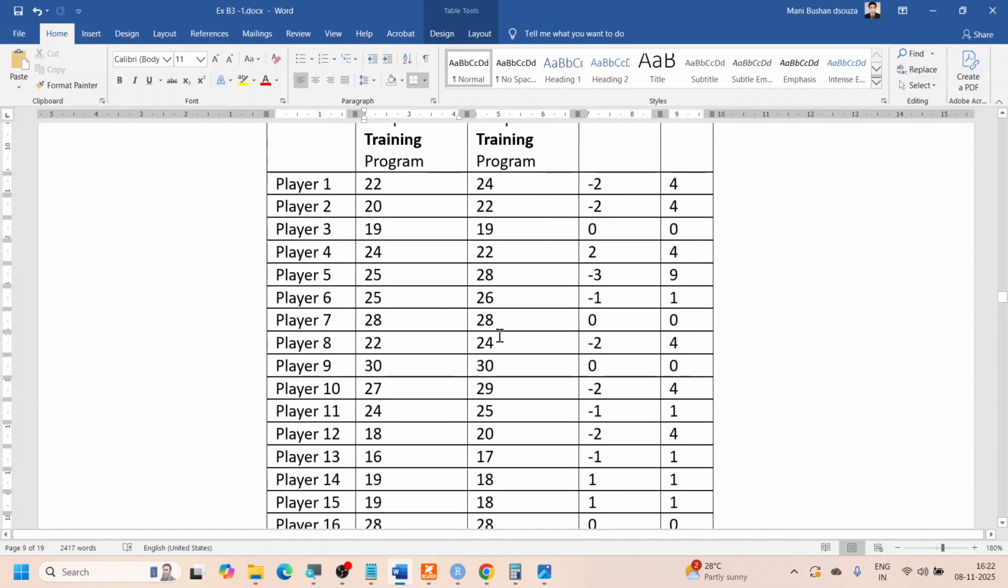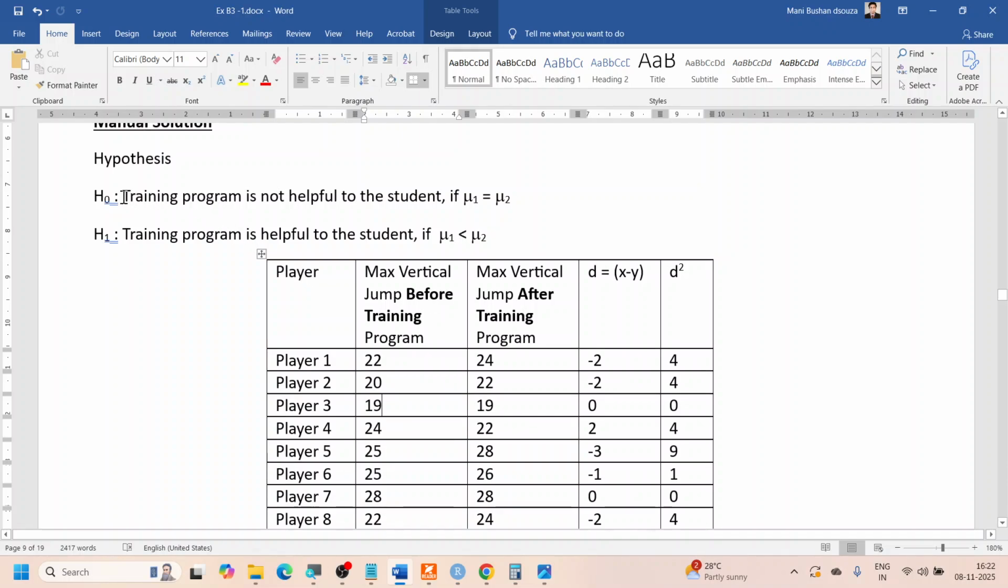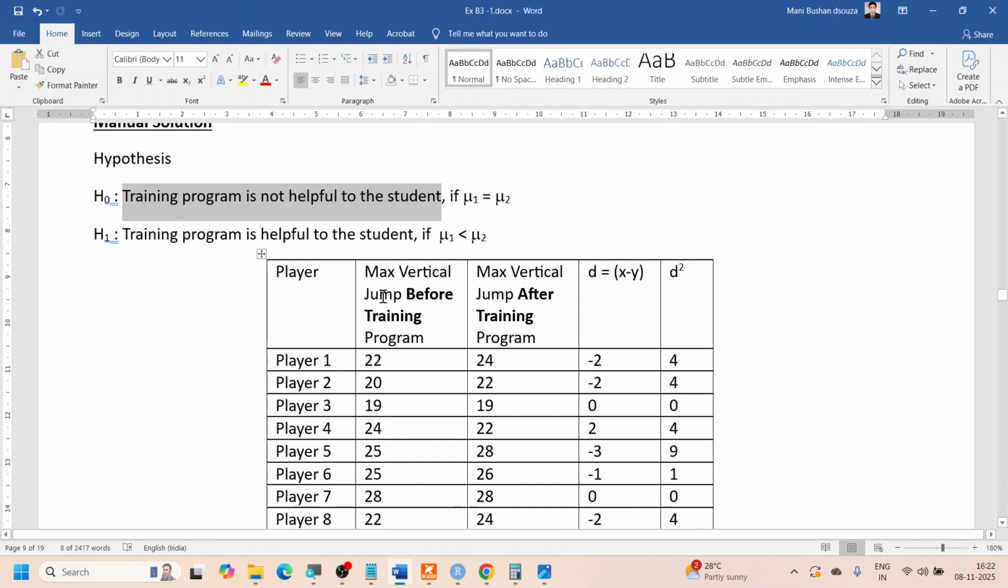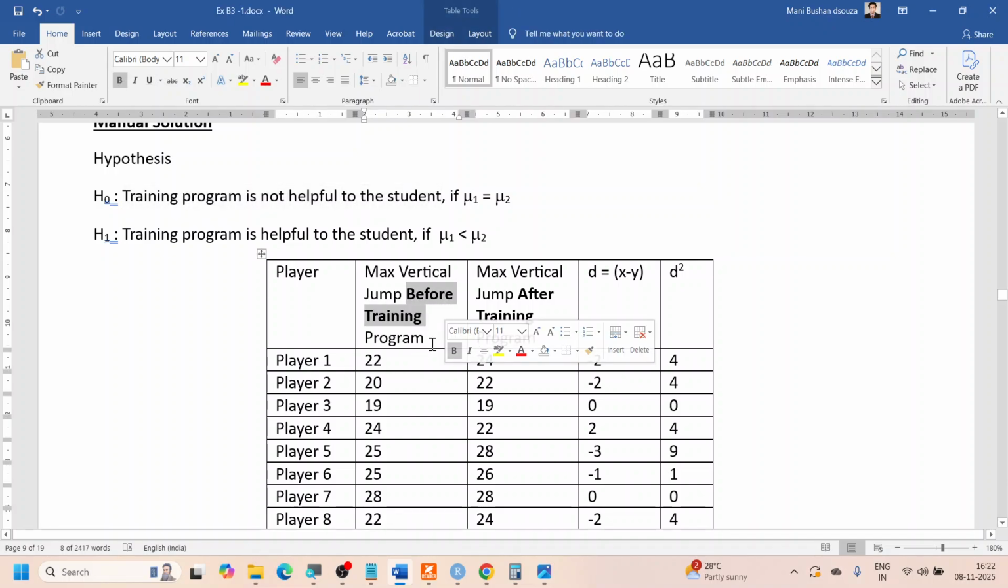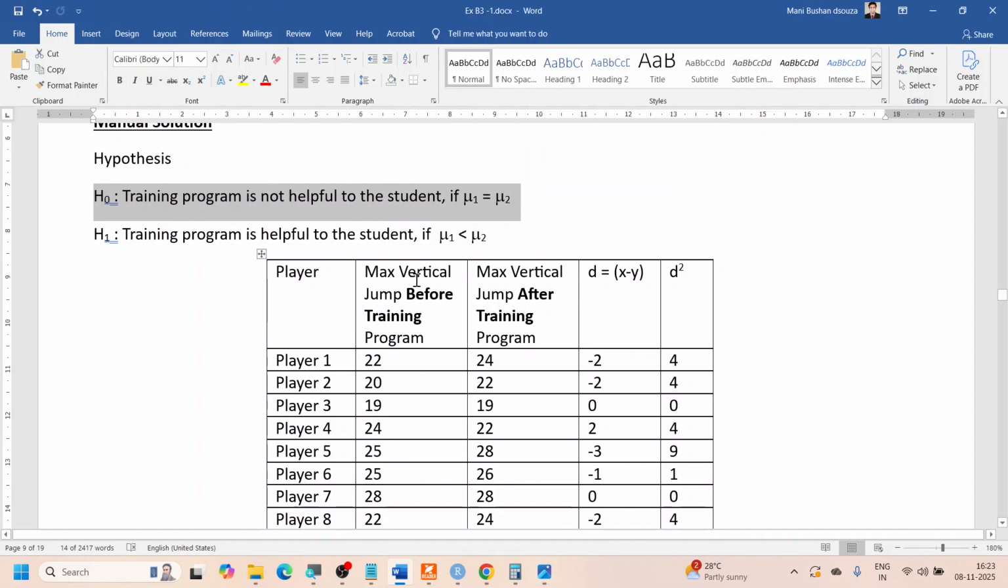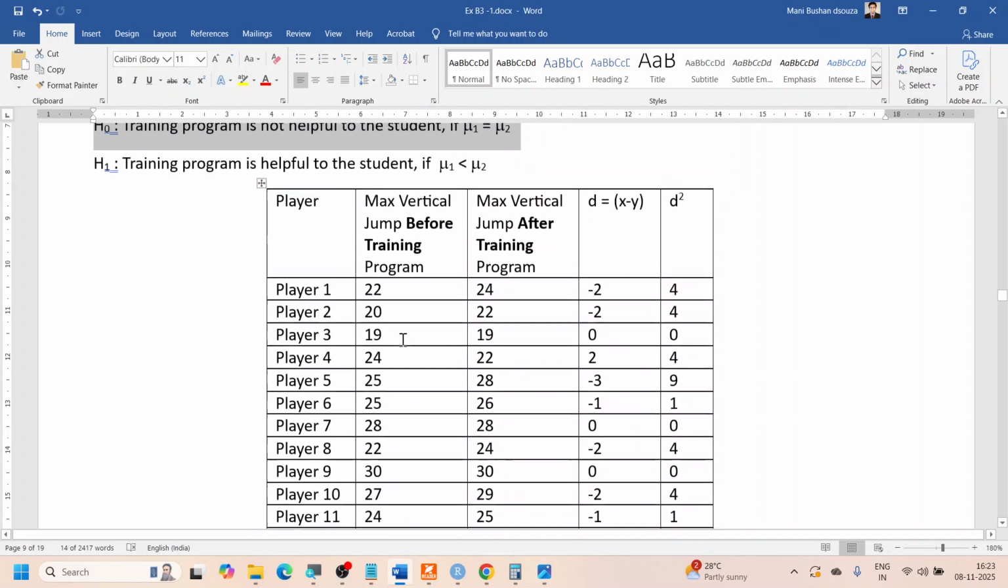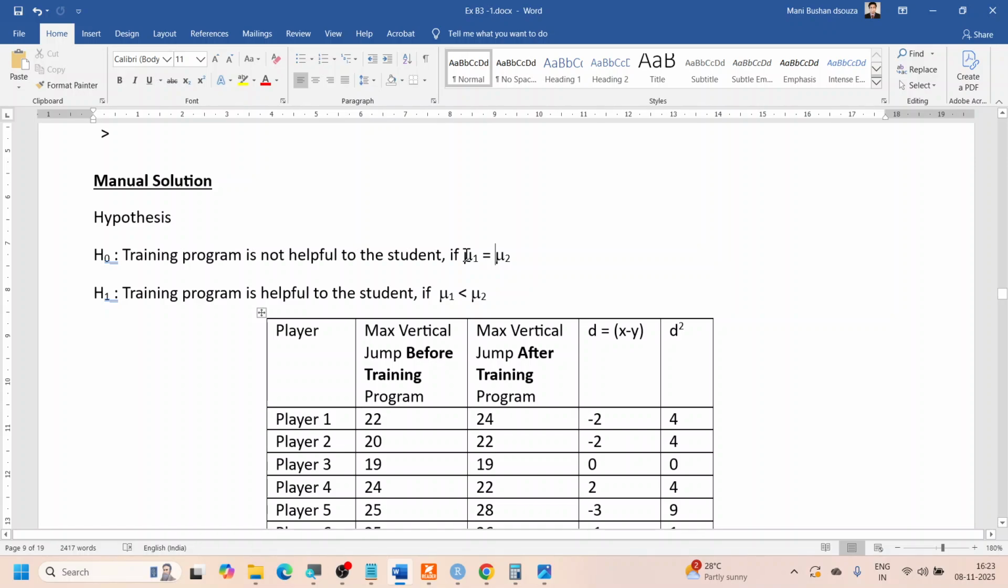And what is given here is the sample. So what they are expecting us to say is whether, between before training and after training, there is a significant difference in the maximum vertical jump. So we have two hypotheses here. One is that the mean before the training and the mean after the training are the same. That means there is no significant difference. This is the null hypothesis. And what is the meaning of no significant difference? The training was not helpful. The students' maximum vertical jump did not change at all.